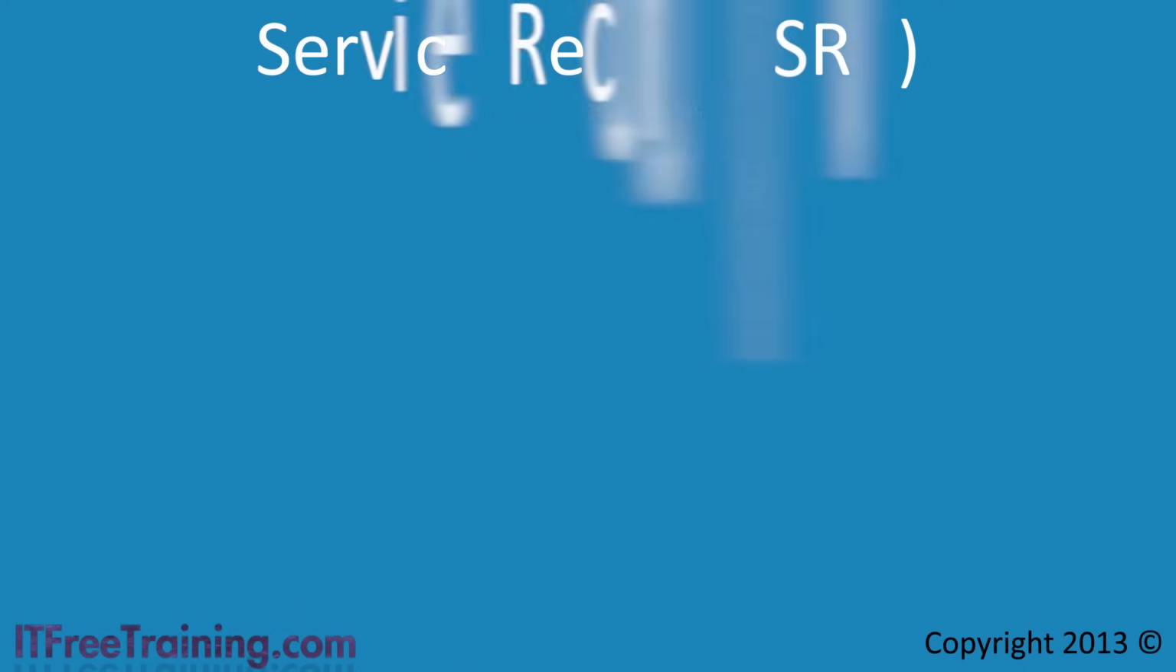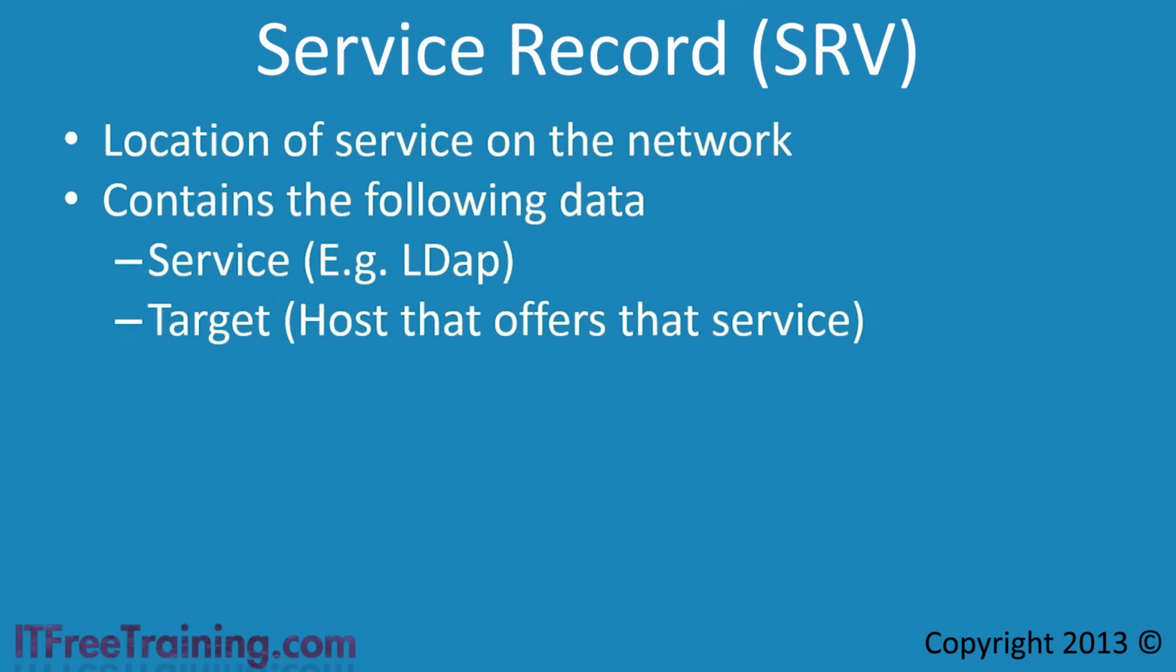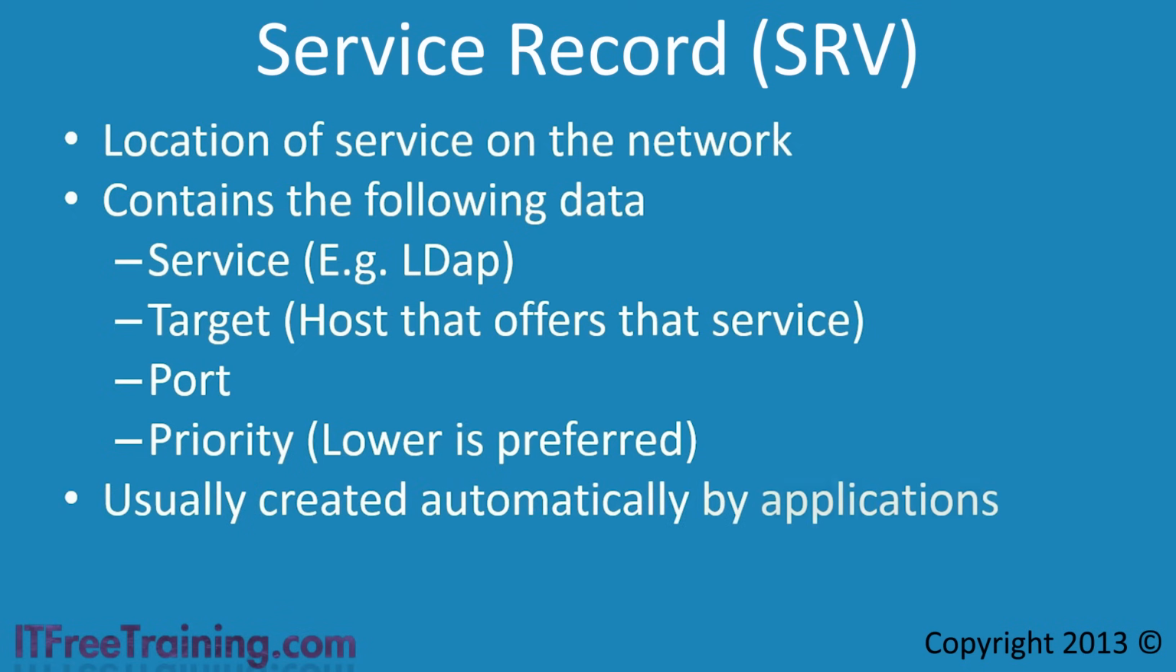A service record indicates the location of specific services. For example, Active Directory uses DNS service records to allow clients on the network to find servers like domain controllers on the network. A service record contains data about the service. The main ones are the following: service, target, port, and priority. In most cases, service records are created automatically by the application that requires them, assuming your DNS server allows dynamic updates. For example, in an Active Directory environment, you could delete all the service records for a domain and they will be recreated automatically. Not something that I recommend you do in a production environment.